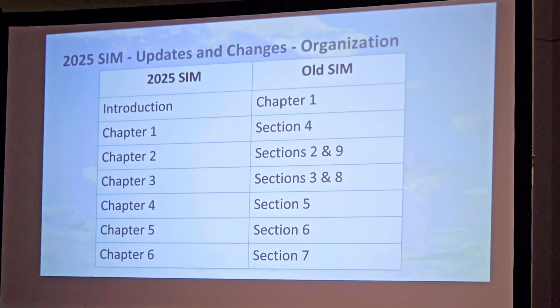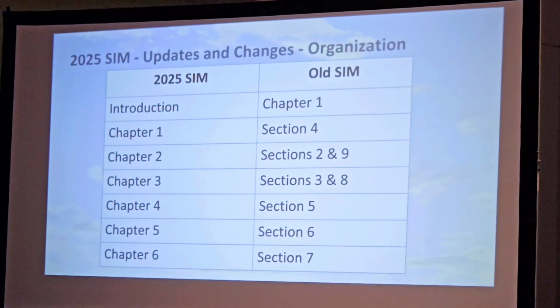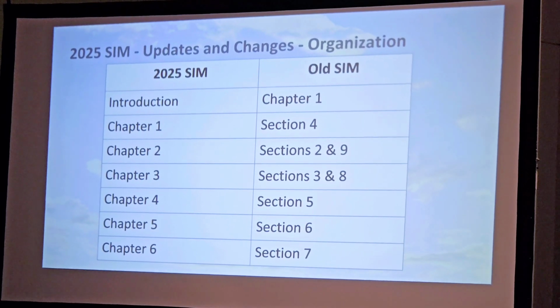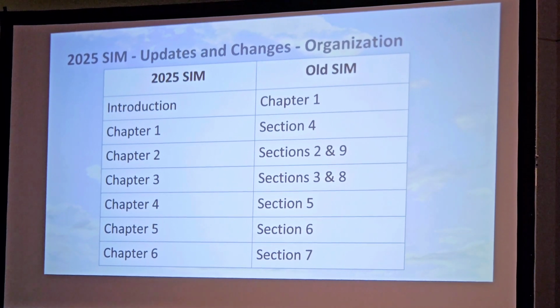And so the book is now 6 chapters instead of 9 sections. And it's reorganized to make things make a little more sense. You're not trying to figure out which section this would be in, because there are a couple of possibilities. They're collapsed together.